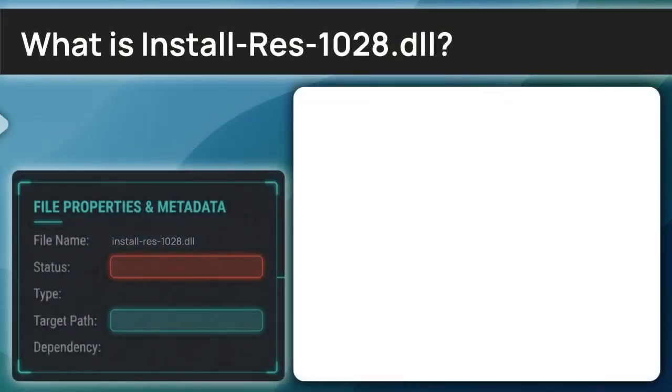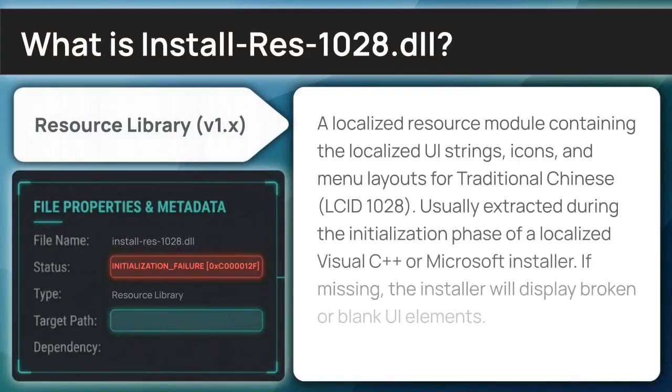This is the Install Resource 1028, a localized resource module containing the localized UI strings, icons, and menu layouts for traditional Chinese, LCID 1028, usually extracted during the initialization phase of a localized Visual C++ or Microsoft installer. If missing, the installer will display broken or blank UI elements.